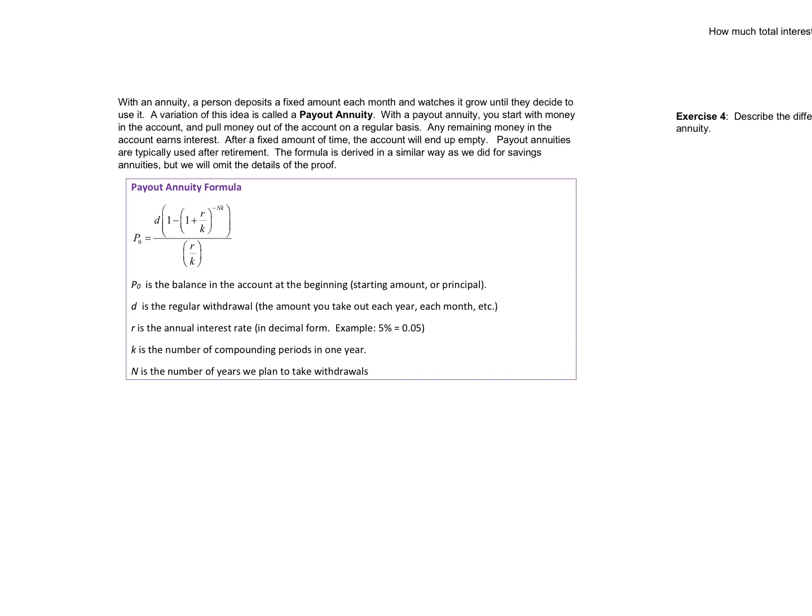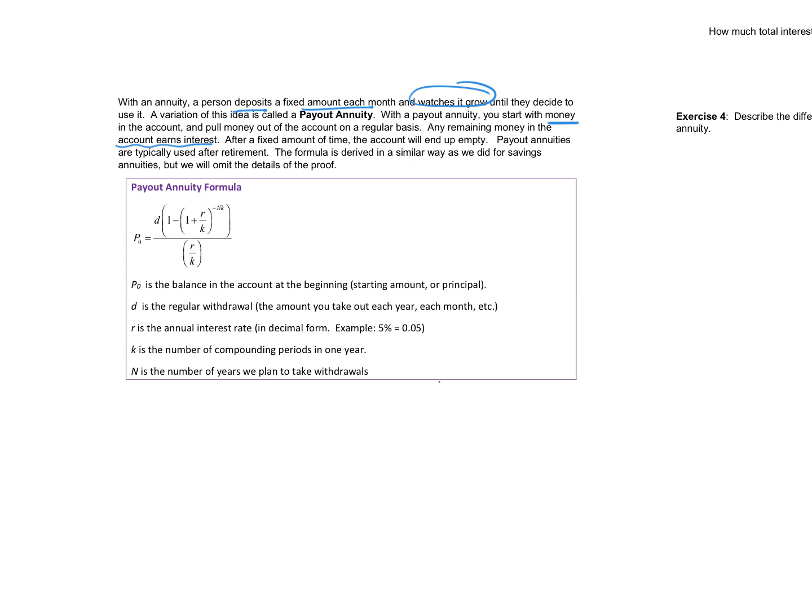All right, for this next part, we are going to look at a payout annuity. And really what's happening with a payout annuity is that a person, instead of depositing an amount every month and then watching it grow, it's kind of the opposite. You actually pull out money on a regular basis, and the money that's left over is earning the interest. And basically it's going to slowly empty out your account.